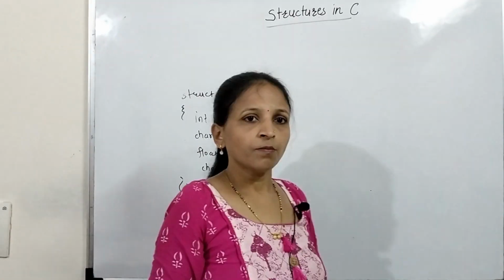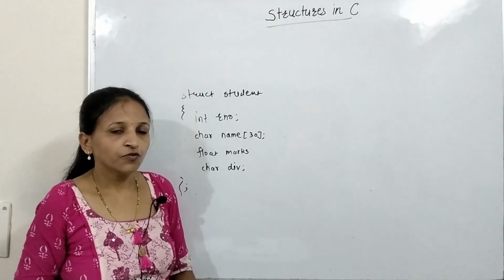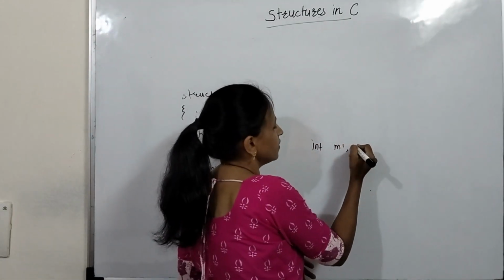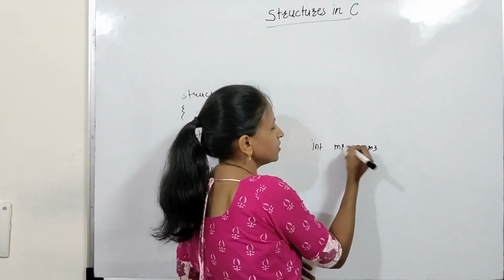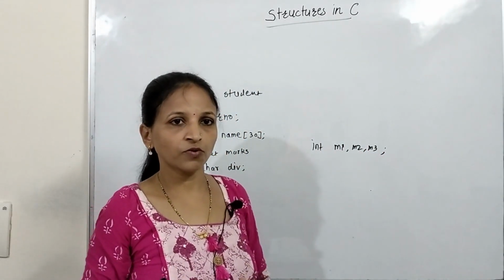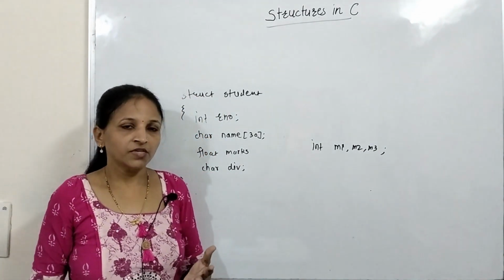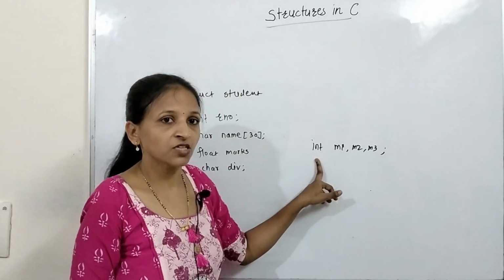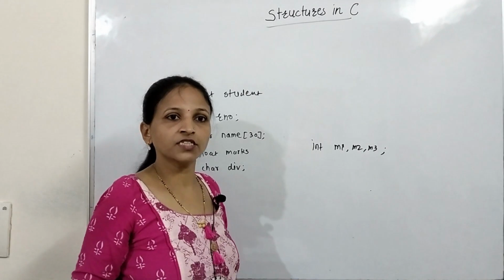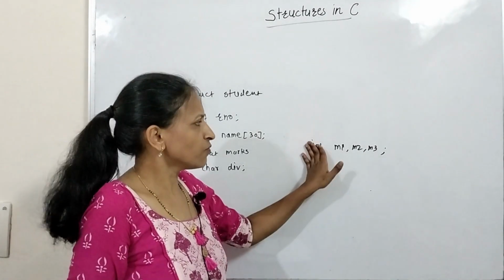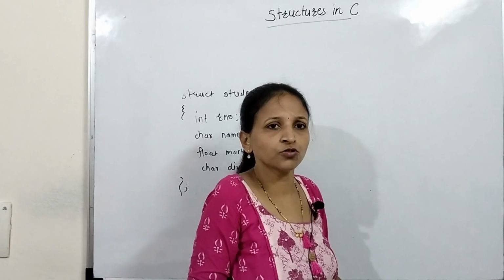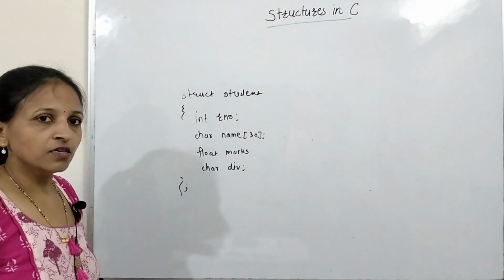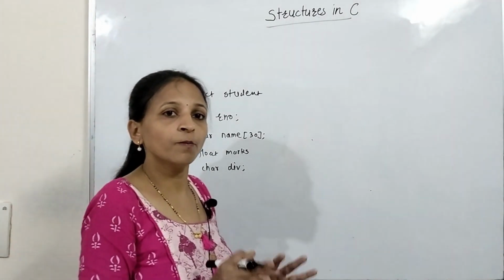If you want to store marks of 3 subjects of a student, what will you do? You will create 3 integer variables like int m1, m2, m3. Now m1 is capable of holding marks of one subject, then m2 and m3. This int is a data type which is given by the language itself, a basic or built-in data type. We can easily use it to store a whole number. But suppose I want to store roll number, name, marks, everything together, then it is not possible with the help of a built-in data type.